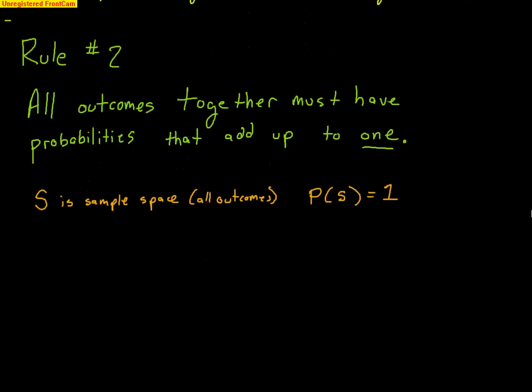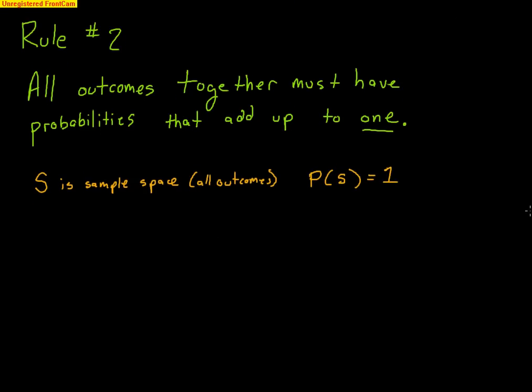All right, rule number 2. All outcomes together must have probabilities that add up to 1. Some people call this the "something has to happen" rule. In any chance process, in any chance situation, something has to happen at the end. So if you add up all of those outcomes, you must get 1. S is what we call the sample space. Sample space is a statistical way of saying all the outcomes. So the probability of your sample space is always 1. Your sample space consists of every single option, every single outcome at the end of your event, and they must all add up to 1. That is rule number 2.